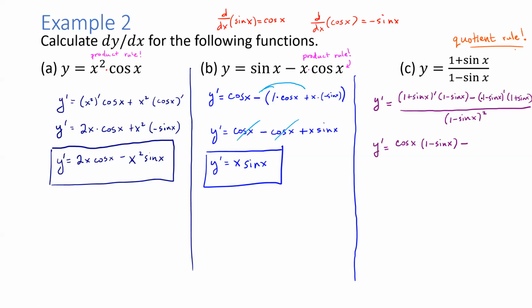Minus, and then let's see, we've got 1 minus sine x. So here 1 minus sine x will be negative cosine x when we take the derivative, because that's 1 minus sine x, so 0 would be the derivative of 1 minus cosine x, which is the derivative of sine x, so 0 minus cosine x. And then times 1 plus sine x.